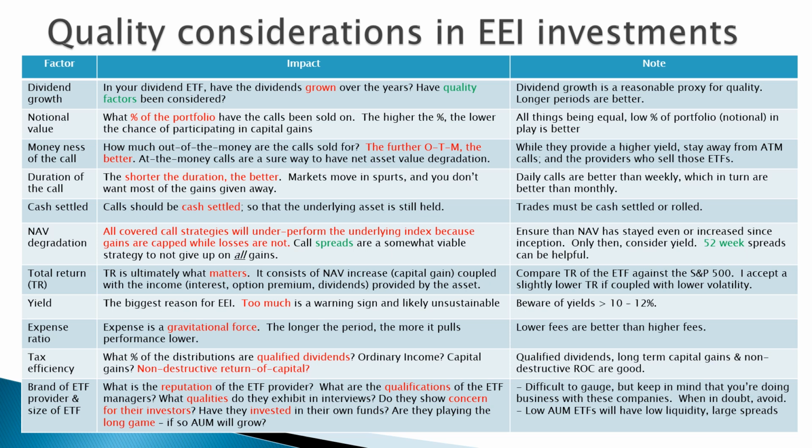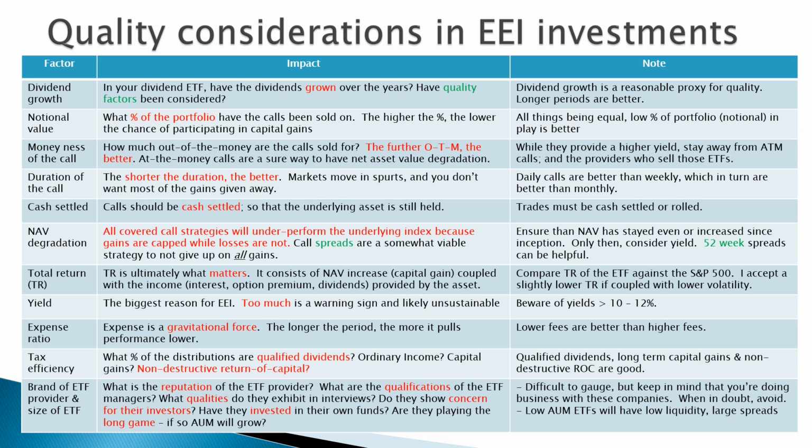The next consideration is the duration of the call. In my view, the shorter the duration, the better. And the reason for this is that markets move in spurts and you don't want most of the gains given away. So again, all things being equal, I would prefer daily calls over weekly, weekly over monthly, and laddered ones, where there are ETFs that will sell 2 weeks, 4 weeks, 6 weeks ladders, is probably better than purely selling 1 month out.